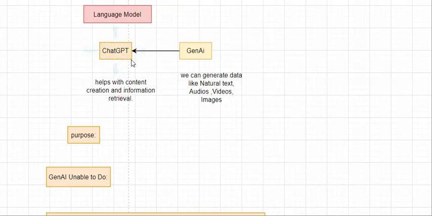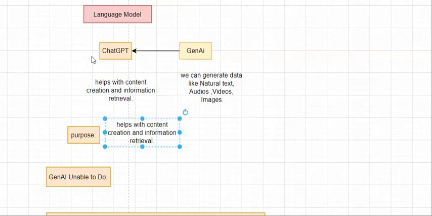So the purpose of this, we have already seen why ChatGPT falls under GenAI. Now let's analyze what its purpose is. ChatGPT's purpose is to help us with content creation and information retrieval. Based on the human text we provide to it, it will generate some output. So that's why I can say that ChatGPT is a content generating generative AI application.